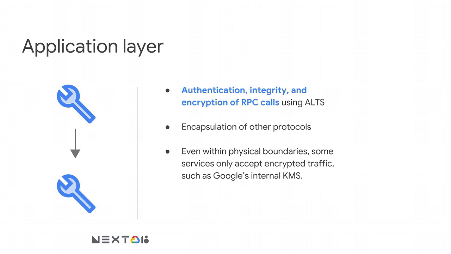For traffic over the WAN outside of physical boundaries, ALTS furthermore enforces encryption for infrastructure RPC traffic automatically. ALTS is also used to encapsulate other layer 7 protocols, such as HTTP. This protection isolates the application layer and removes any dependency on the network path. Services can also be configured to only accept and send ALTS communication when encrypted, even within physical boundaries.